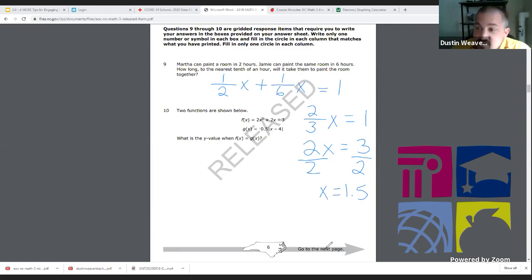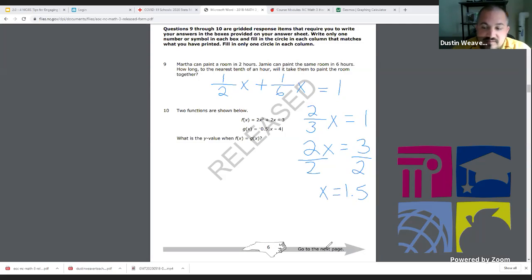And again, remember, a way you know that you're doing that correctly is that if Martha can do it in 2 hours by herself and she's getting help from Jamie, then obviously our answer should be less than 2 hours, because she's getting additional help.